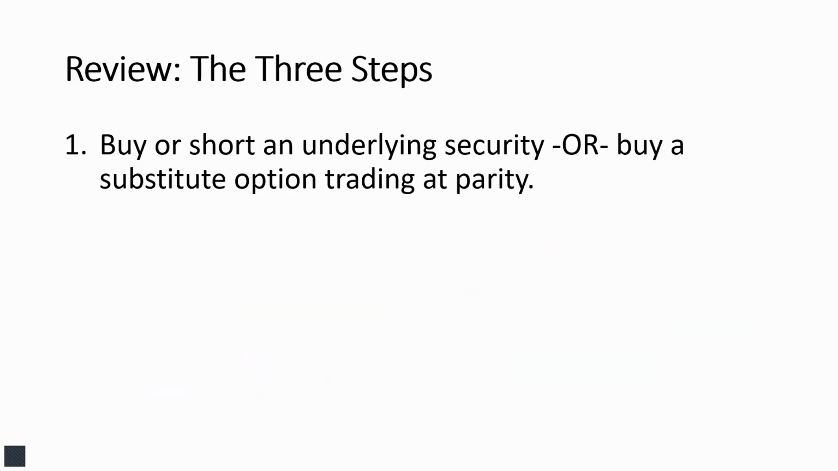Number one, if you're going to do one of these premium selling trades, you have to have some sort of initial covering position. So we're either going to buy, or if you're coming from the top, you're going to short an underlying security. Or the other alternative, which is actually nice, is to use a little bit of leverage. You're going to buy a substitute option trading at parity. That's where that options lookup tool is going to be absolutely invaluable for you.